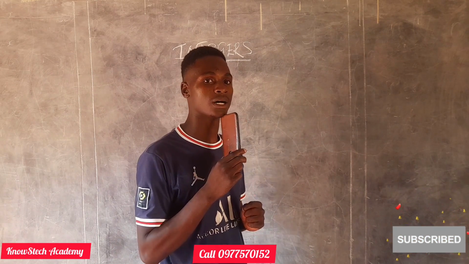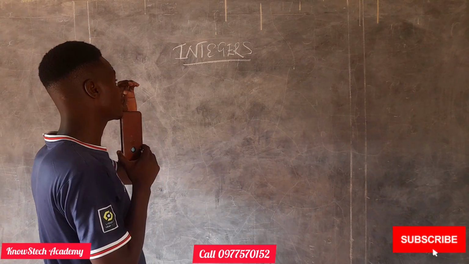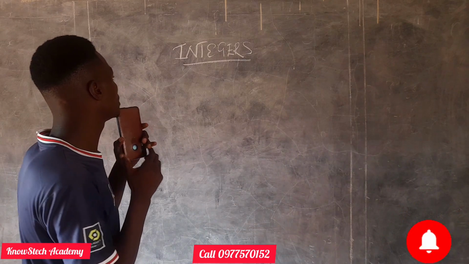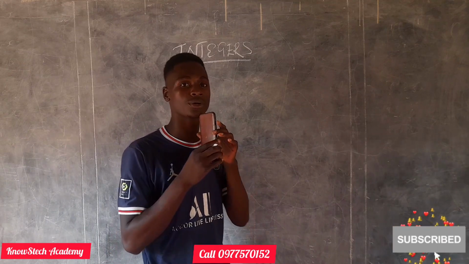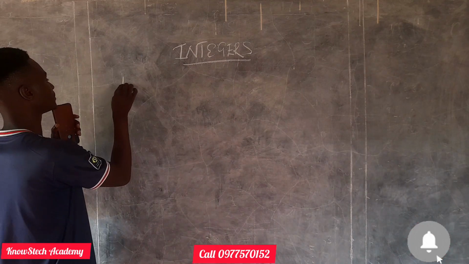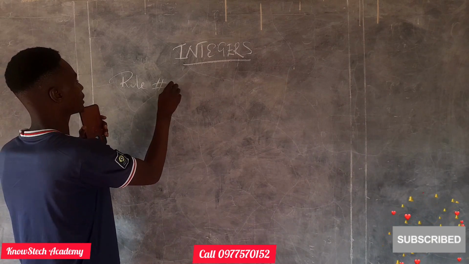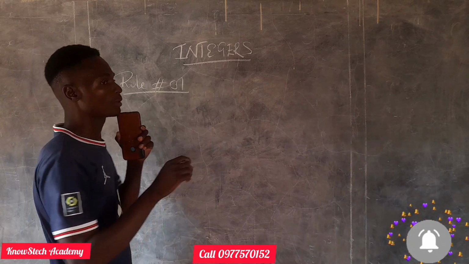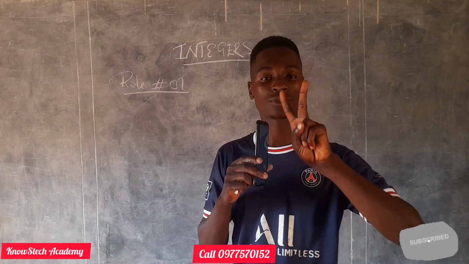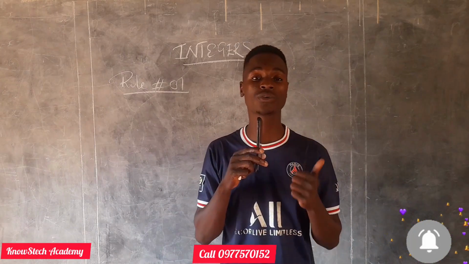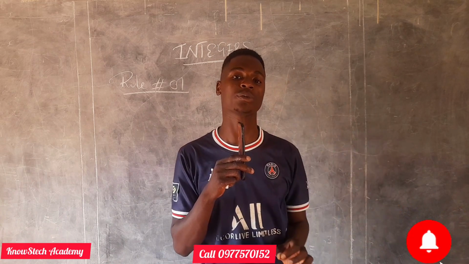In this video, we're going to look at integers, and specifically, we are going to look at laws of integers. Now, the first law, or rule number one, is that when you have two numbers with different signs, or two variables with different signs, you simply subtract and then get the sign from the bigger number.